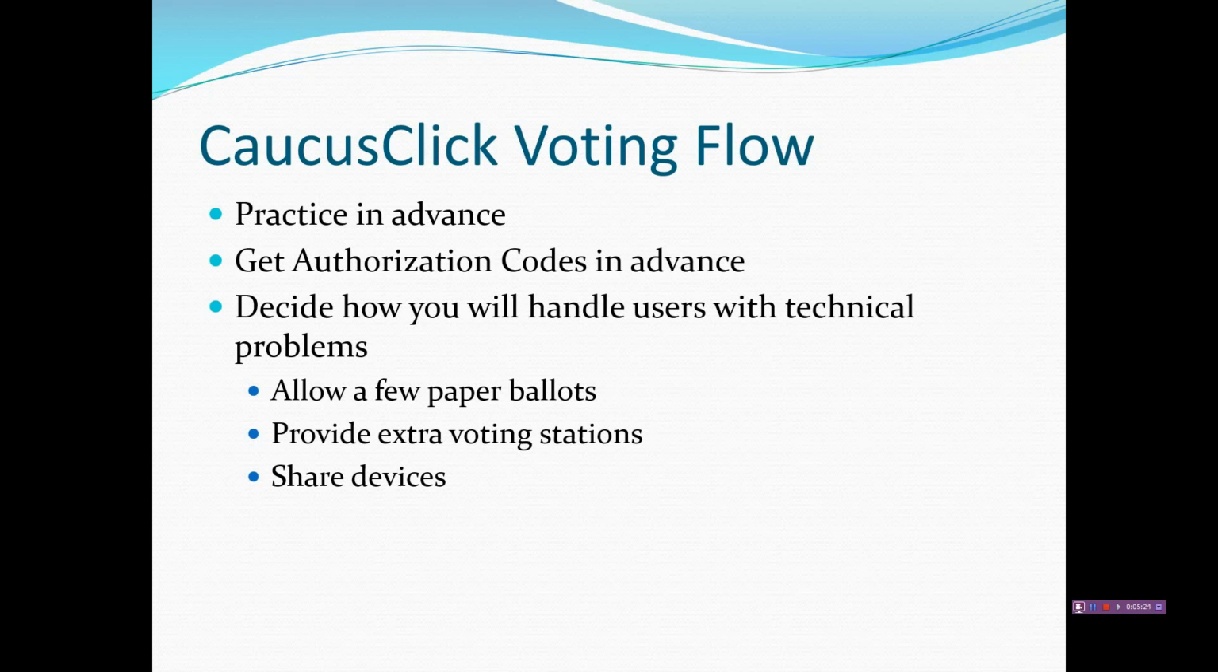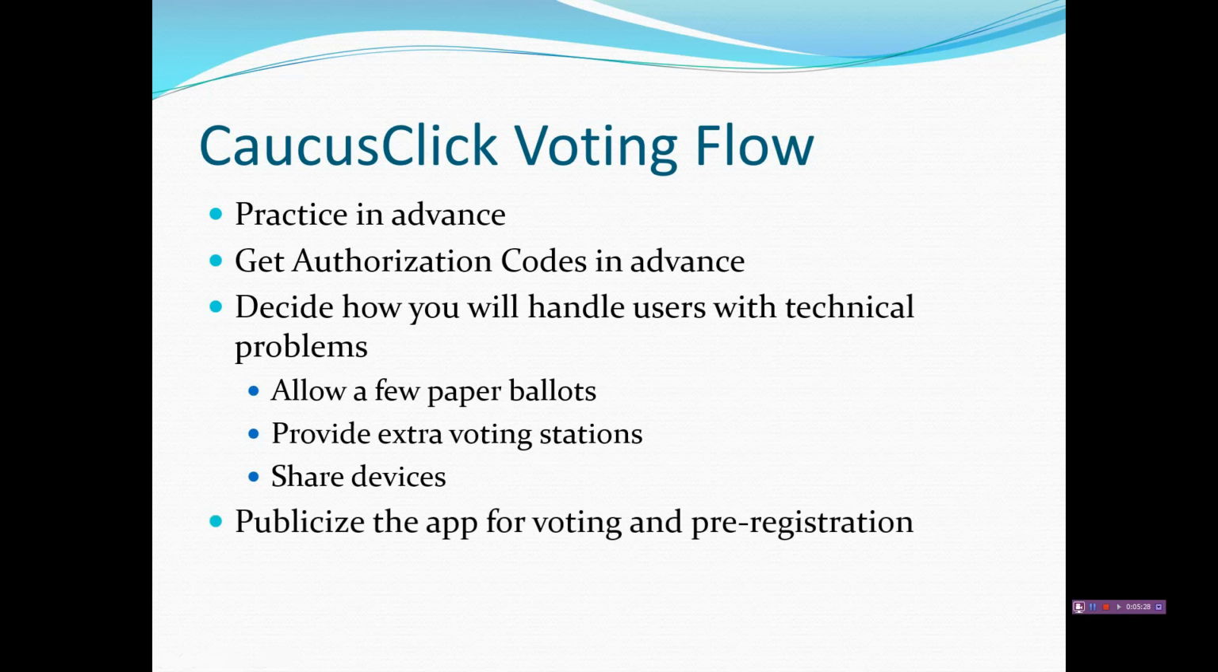You can vote on any device. All you need is your authorization code. And it's important to publicize the app for voting and pre-registration. So I'm a precinct chair, and what I do is about 2 weeks before the caucus, I put a flyer on every door in the precinct that says, download this app. We're going to use it for voting. We're going to get out of here in less than 2 hours. And also, please pre-register using this app. Pre-registration will help you to skip the lines.